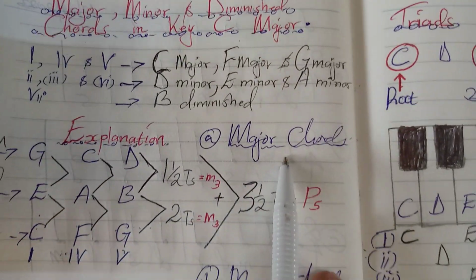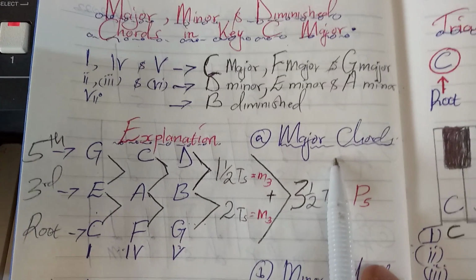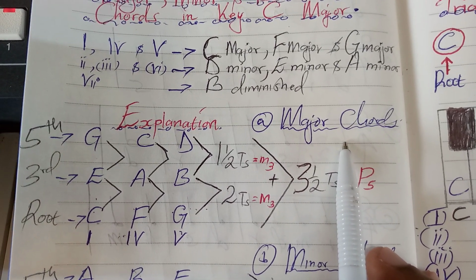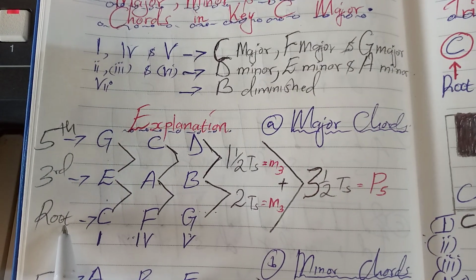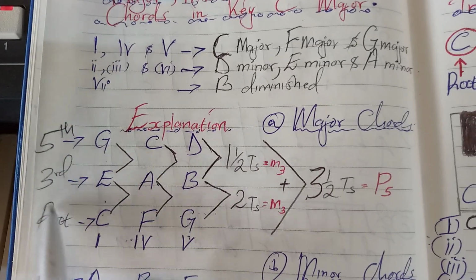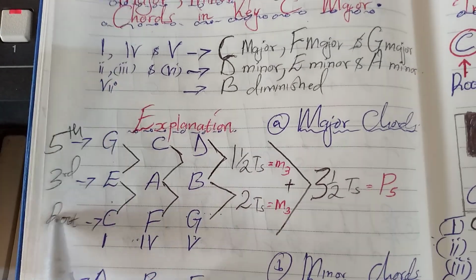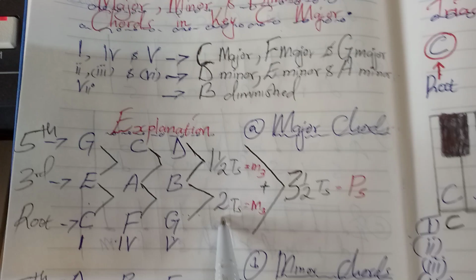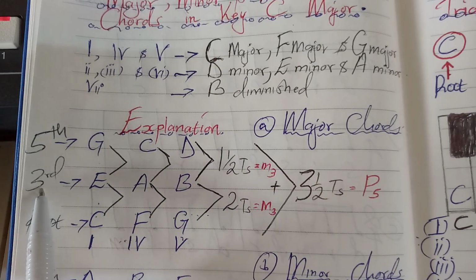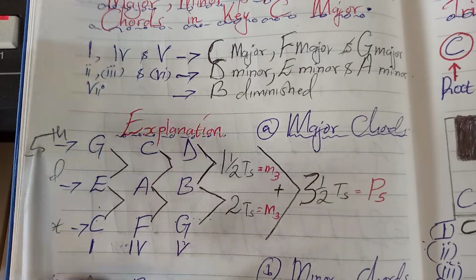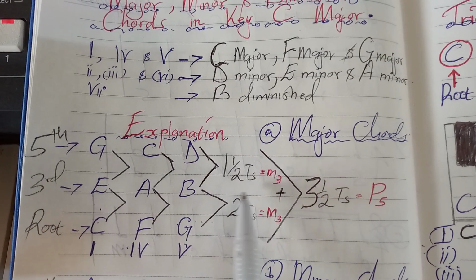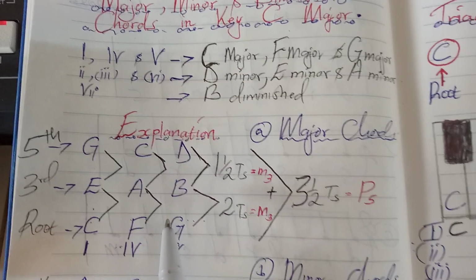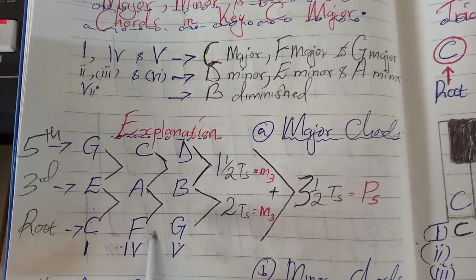So for major chords, like I have said in the illustration, if the distance between the root and the third is 2 tones or 4 semitones, and the distance between the third and the fifth is 1.5 tones or 3 semitones, that gives us a major chord.